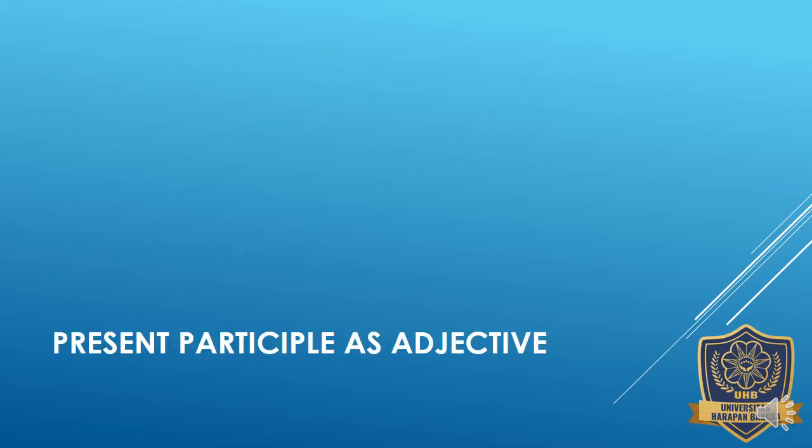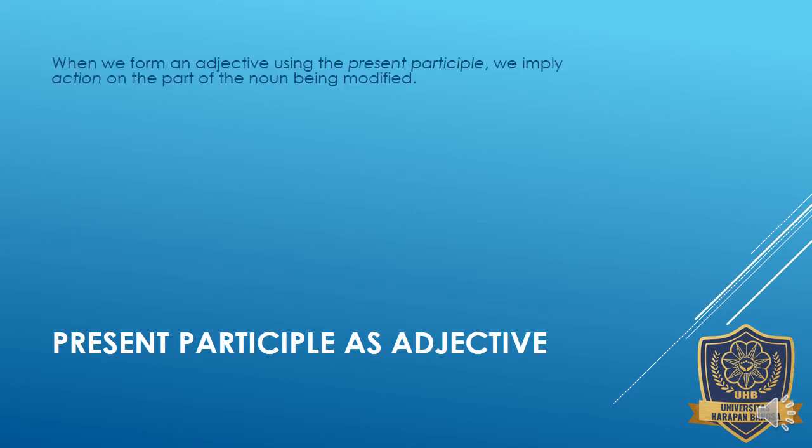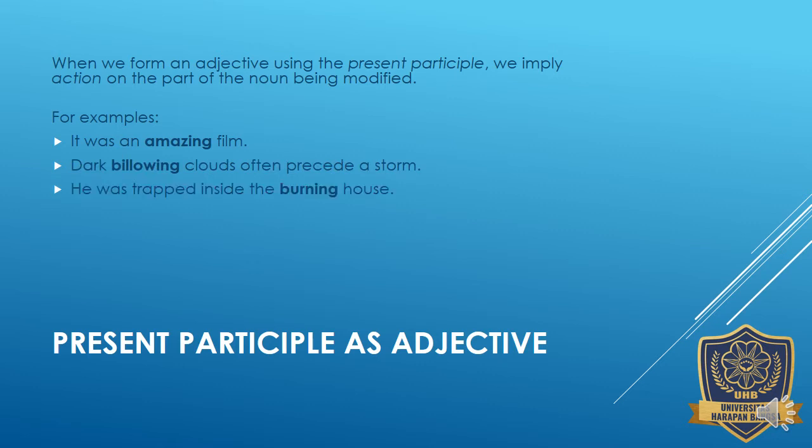Present participle as adjective. When we form an adjective using the present participle, we imply action on the part of the noun being modified. For examples, it was an amazing film. Dark billowing clouds often precede a storm. He was trapped inside a burning house.